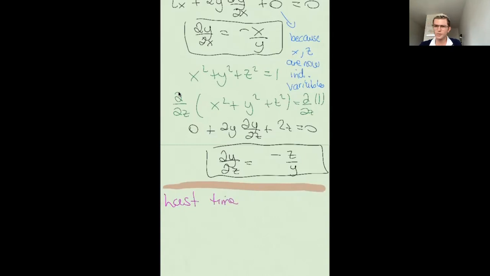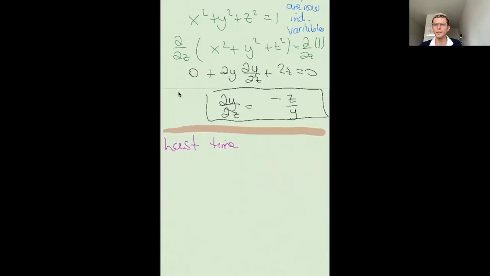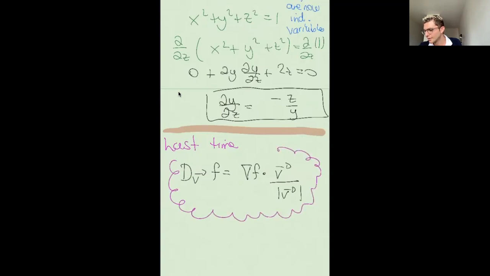Last time I told you about the directional derivative. The directional derivative of a function in the direction of a vector is the dot product between the gradient of the function and the direction given by this vector. So this is the most important formula that we discussed last time.